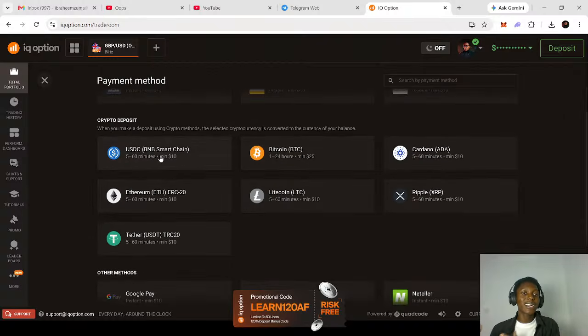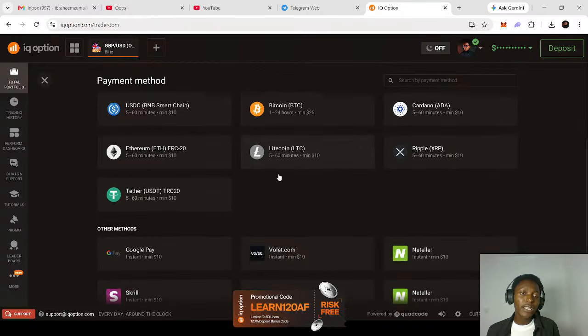There's also a crypto deposit option. If you're going to be using the crypto deposit option, there's USDC using the Binance Smart Chain, and then you can deposit Bitcoin. But the minimum deposit amount using the Bitcoin option is $25. And so if you are depositing using Bitcoin, the minimum amount is $25. And then there's Cardano, XRP, Litecoin, Ethereum, and then you can also deposit using USDT.